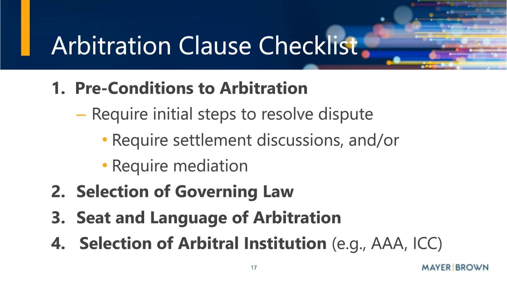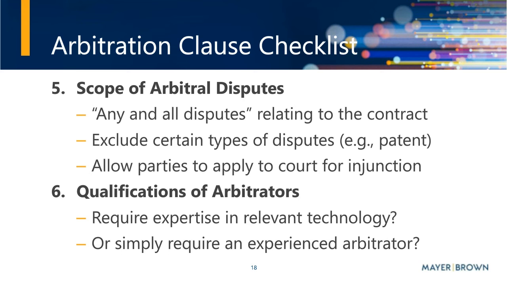Let's move now to number 5 on our arbitration checklist, the scope of arbitral disputes. This element is critical in any arbitration clause in a technology transactions setting because it will define exactly what disputes the arbitrator will decide. Most commonly, perhaps, the clause will specify that any and all disputes relating to the contract or the performance of the contract will be resolved through specified arbitration procedures, but there are other possibilities that should be considered, particularly in cases involving intellectual property.